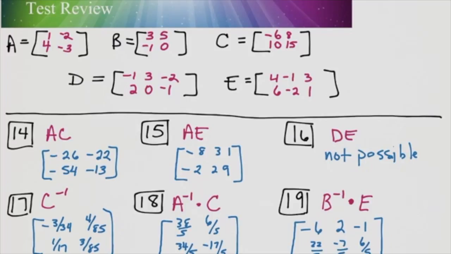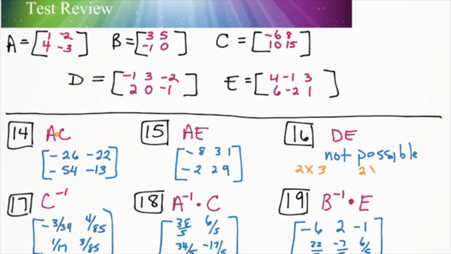Now, the next one is where you have just some matrices that you have to load into the calculator. So what I've done is I've simply just loaded them in, found the answer, and written the answers out for you here. And this is 14 through 19, okay? Just make sure that A times C, you're actually multiplying A times C. A needs to go first before C. Do it in the order that they say to do it, or it'll be wrong, okay?